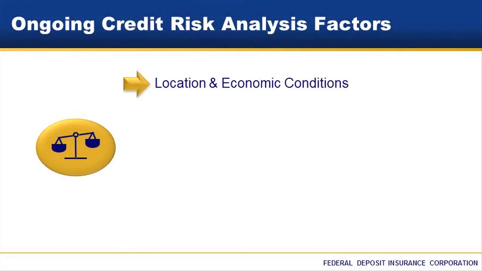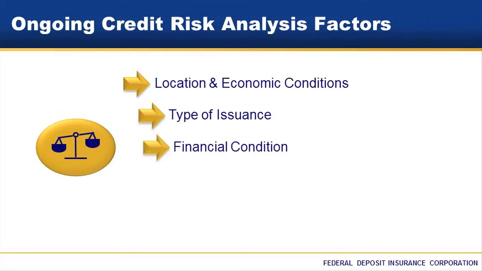The ongoing monitoring of the location and economic conditions is limited to determining if the market is distressed. Expanded analysis is required in distressed market conditions. Ongoing monitoring of the type of issuance is not necessary as the bond type does not change. A regular assessment of the financial condition of the municipal bond obligor is the primary component of an ongoing credit analysis. At a minimum, financial reviews should be conducted annually.